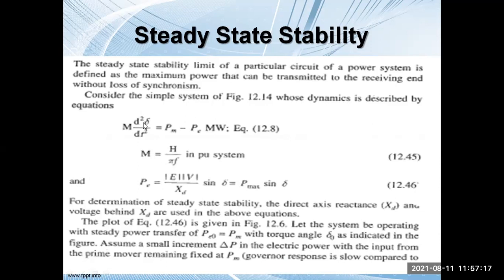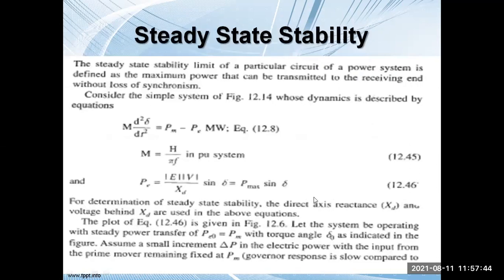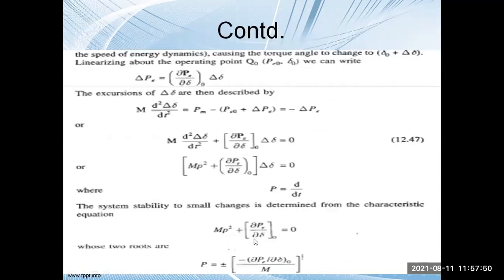In the swing equation, if there is any change in the difference between the mechanical power input and electrical power output, obviously that will affect the delta value. Delta means the power angle. If the power angle changes, the machine speed will also change. Okay, we have seen that. Now the speed change causes the torque angle to change. So Pm remains fixed, but there is an increment delta P. The delta value changes from delta 0 to delta 0 plus delta delta.